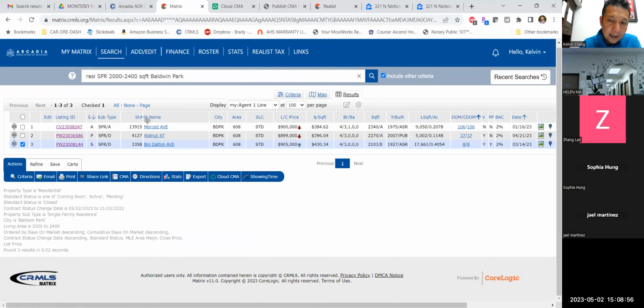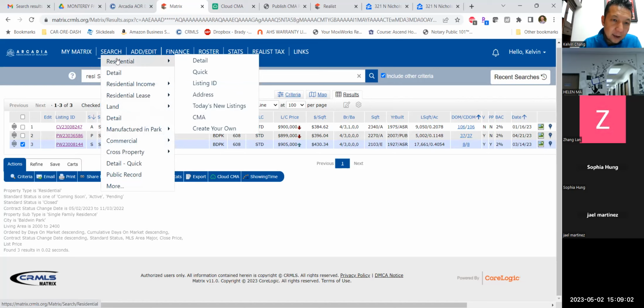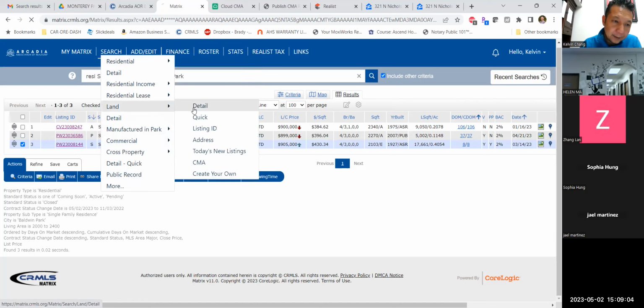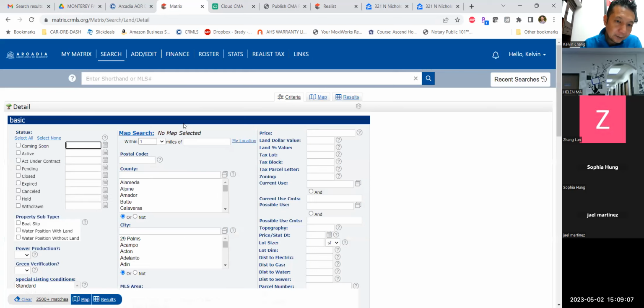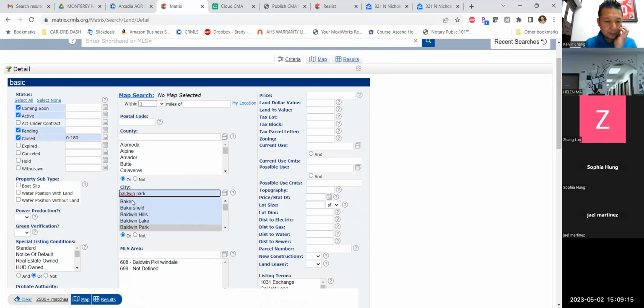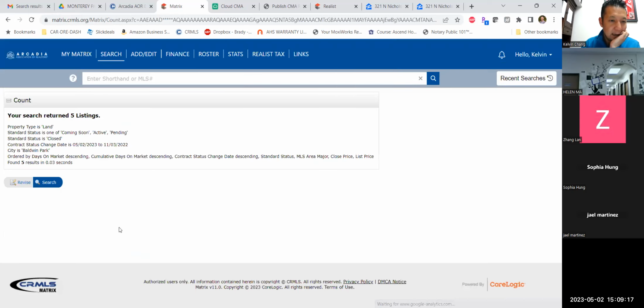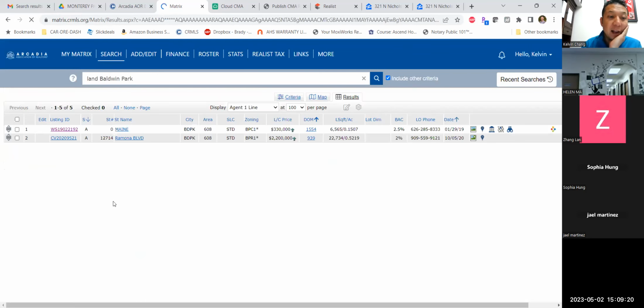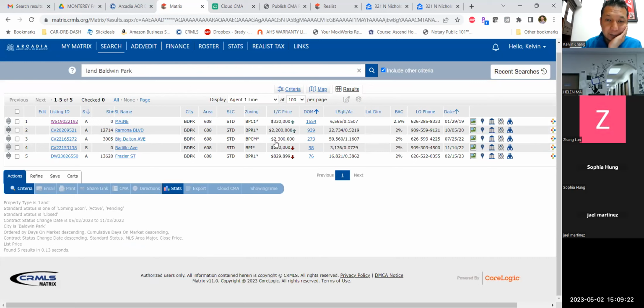There's not much available. So let's go back into vacant land. Okay. And then let's just look at Baldwin Park. There's 5 lots available in Baldwin Park. But notice how all of them are 250 and above. Okay, and this 250 was sold, but it's only a 3,000 lot size.